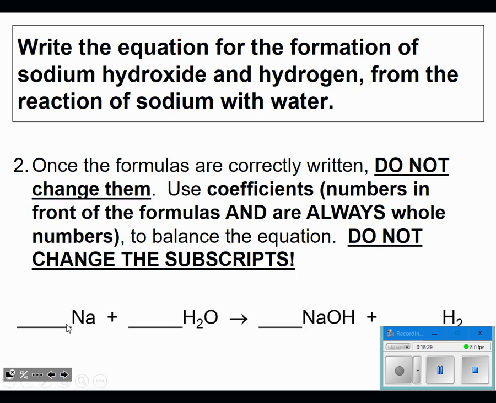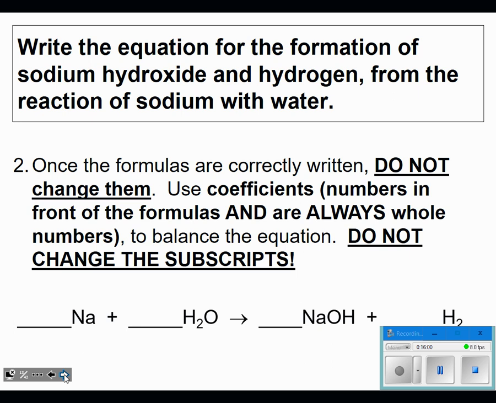So if I have Na plus H2O yields NaOH plus H2, I have to then look at what elements I have on what side. Okay, so I have one Na over here and I have one Na over here. So that's good. I'm good to go with that. I have two H's over here and I have two and one more over here. Okay, well that's a kind of odd number, so let's try to make that more even.